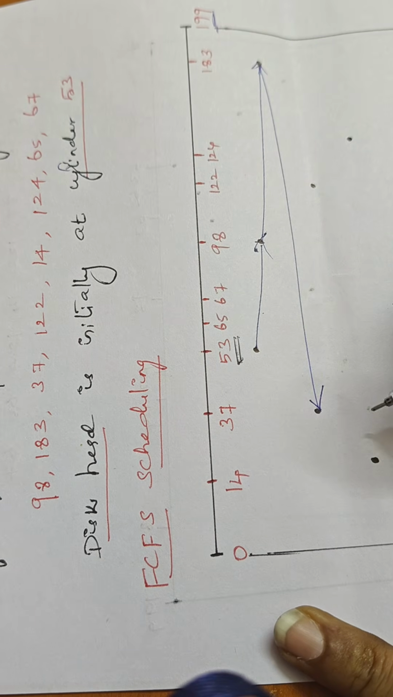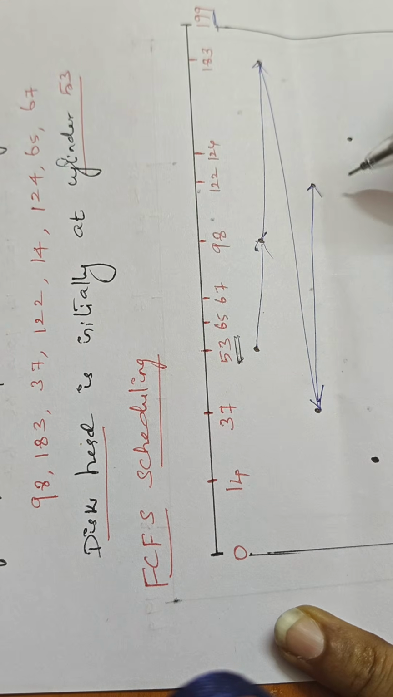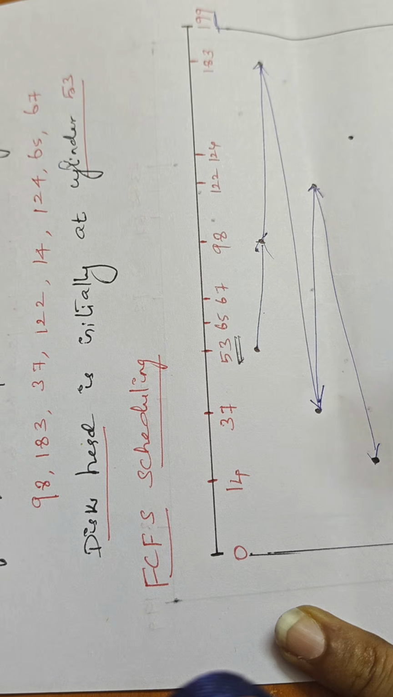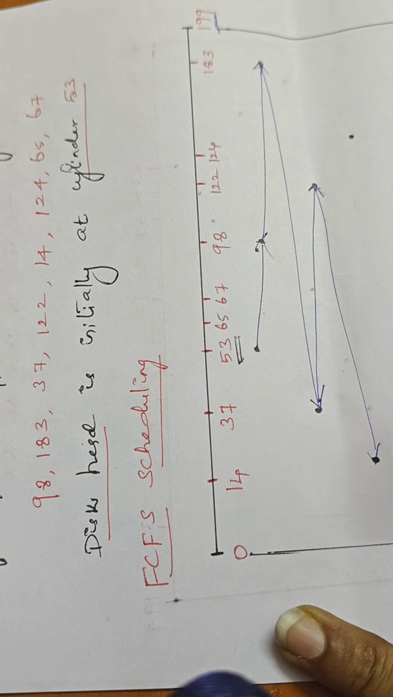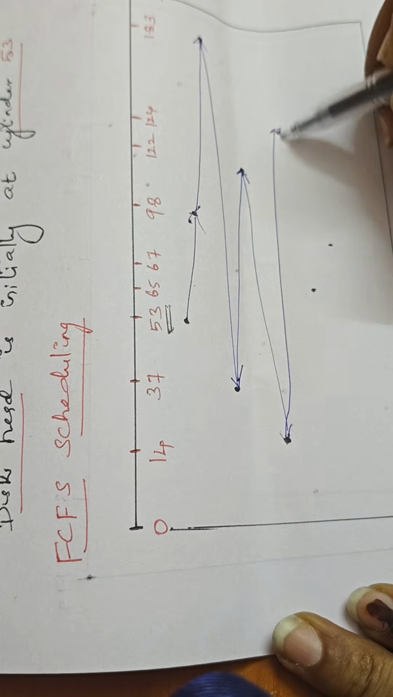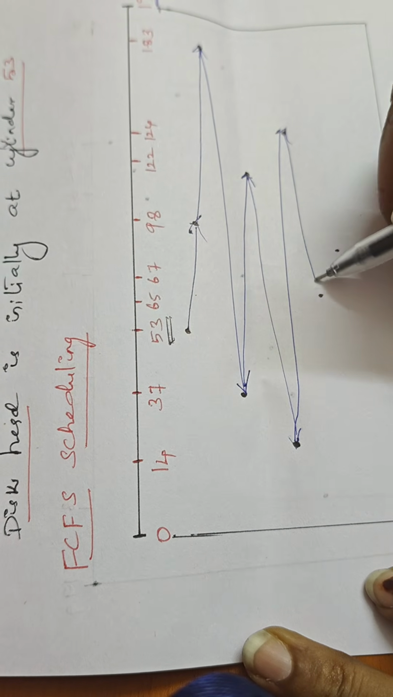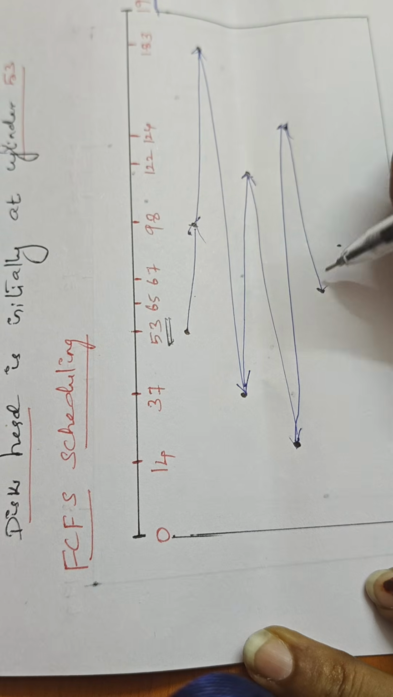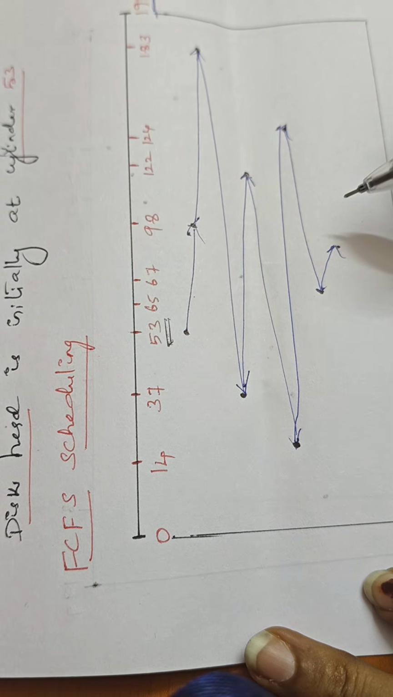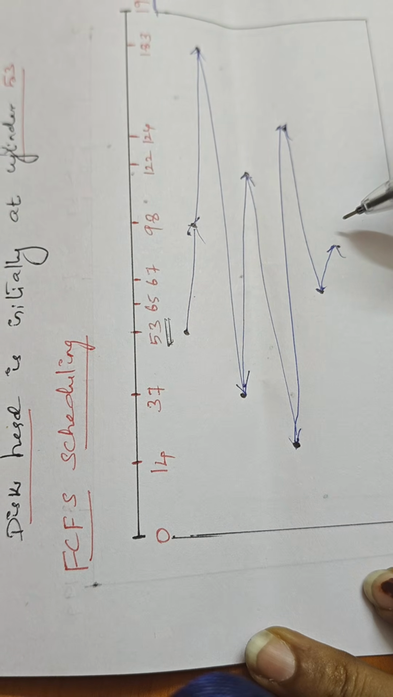Followed by 122, it moves towards 122, followed by 14, it moves towards 14, followed by 124, so it moves towards 124, then it is 65, so the head moves towards 65, then it is 67, and it has served all the requests.